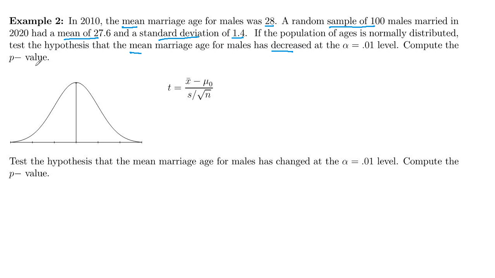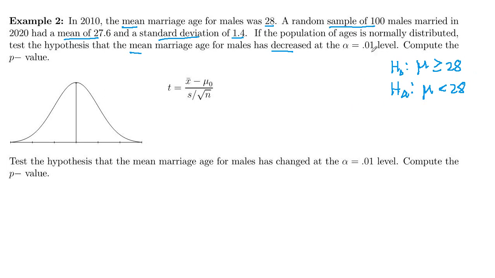That's our assumption. Test the hypothesis that the mean marriage age has decreased at the 0.01 level. Compute the p-value. So again, we're dealing with means, so then we're going to use this formula for our test statistic. So let's remind ourselves of H0, HA. So HA is what we are testing. What we're trying to show is that the mean has decreased, and it was 28. So that would be mu less than 28, which means that H0 is mu greater than or equal to 28. So that's the nothing happens hypothesis.